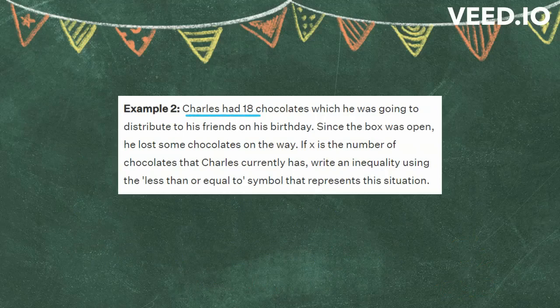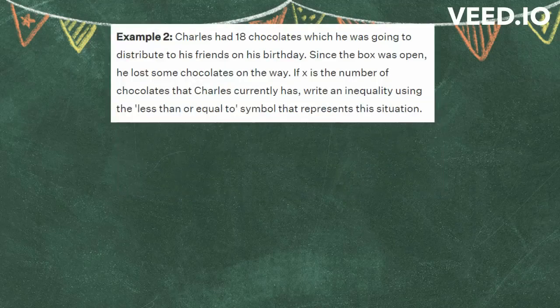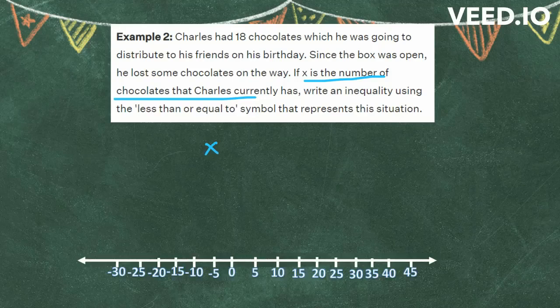Charles has 18 chocolates which he was going to distribute to his friends on his birthday. He has 18 chocolates. He lost some chocolates on the way. So X is the number of chocolates that he currently has. So let's denote the chocolates with a variable X. The number of chocolates that he currently has after losing some is X. Here is the number line.